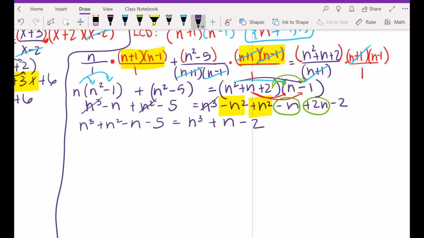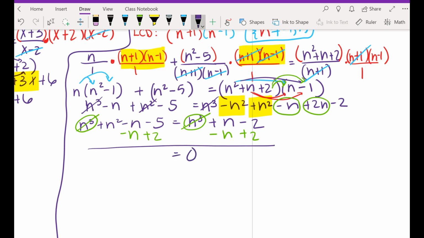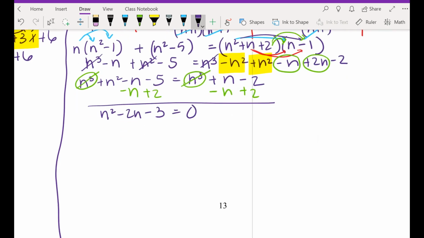So what happens is you have an n to the third on the right and an n to the third on the left. Those are going to cancel each other out. And then the rest of them, we're just going to move all of it to the left side by doing its opposite. So minus n plus 2. So this side equals 0. Over here, we have an n squared minus 2n and a minus 3. Now let's see if this is factorable.